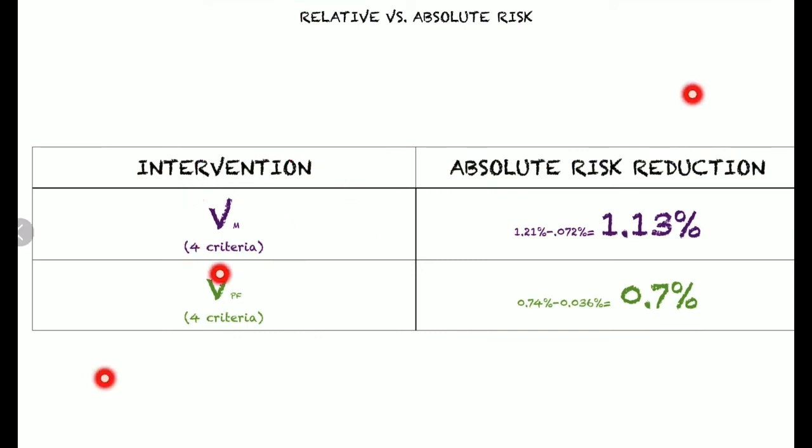So when you hear that these particular interventions are 94 and 95% effective, you also need to realize that this is another valid interpretation of that data. This is the absolute risk reduction. So this intervention, 94% effective at reducing at least one of these 4 criteria, translates to a 1.13% absolute risk reduction. And in the case of this particular intervention, V sub PF, when meeting these 4 criteria, it reduces your absolute risk by 0.7%.